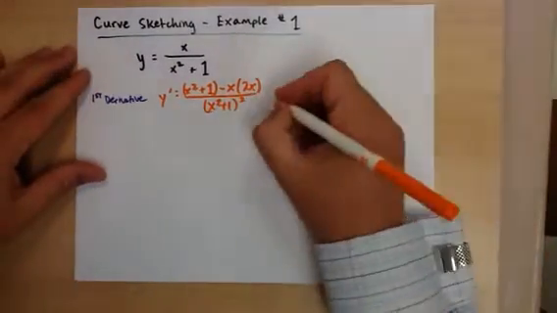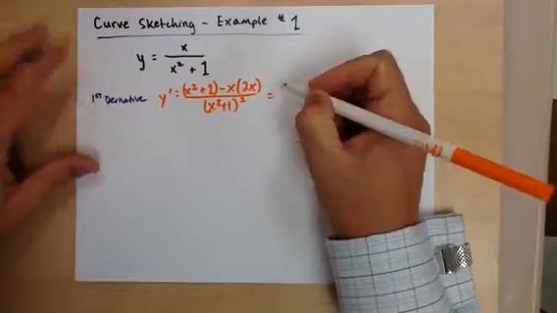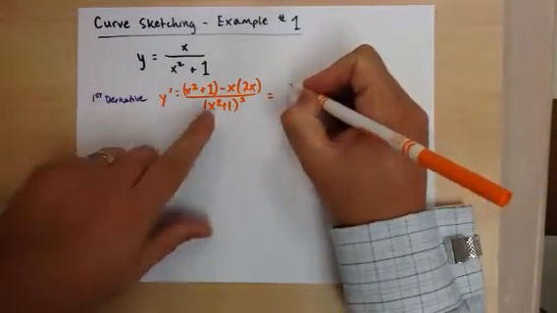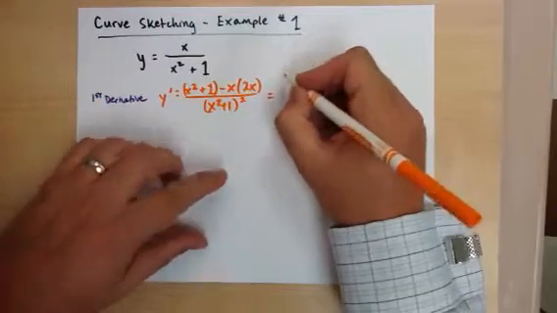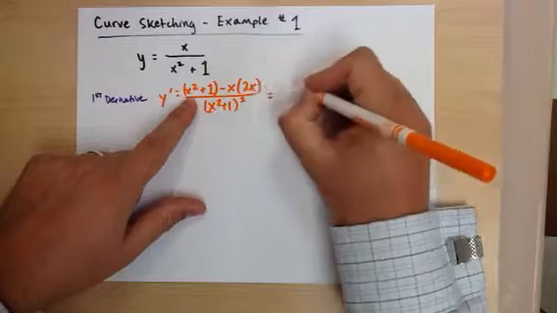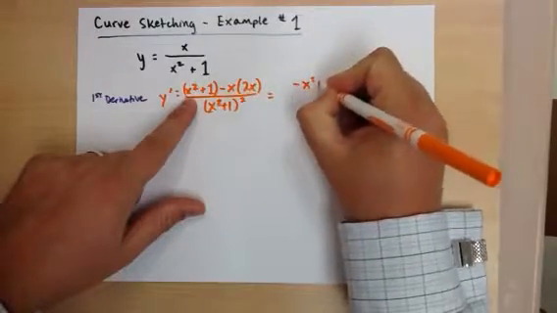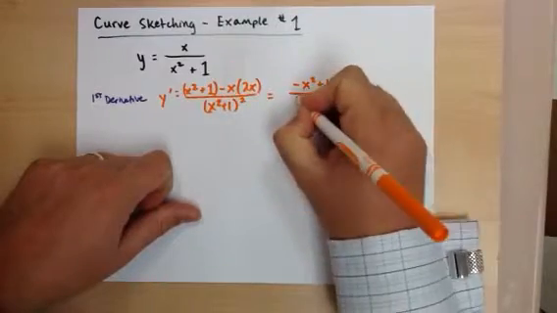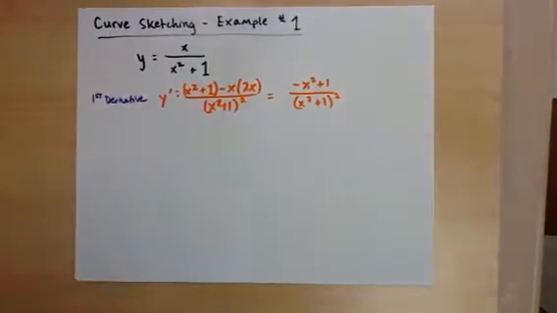Okay, and I will do some cleanup here because we are going to use this first derivative in just a moment for something else. So not required for this part, but to understand what we're going to do later on. So if you see, if I distribute that, I get negative 2x squared. So I have a negative x squared plus 1 as my numerator, and an x squared plus 1 quantity squared as my denominator. Okay, so that's my first derivative.